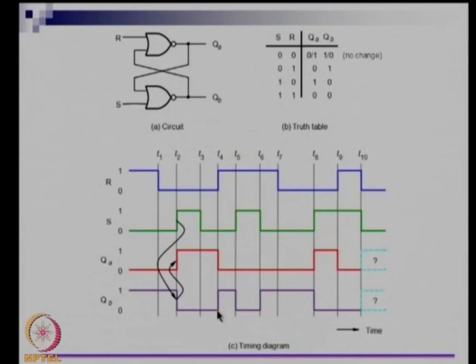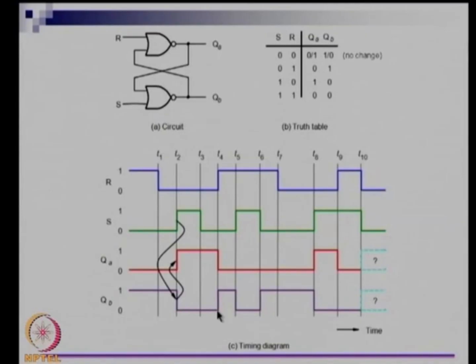Let us assume that there are two outputs, QA and Q0, for a moment instead of Q and Q bar. I am going to assume two different signals QA and Q0, and as of now we do not know the relationship between QA and Q0. Let us assume that there are two inputs R and S. What we see here on the right side is a table that describes what is going to happen because of the circuit. So, let us start with a case where both S and R are 0.